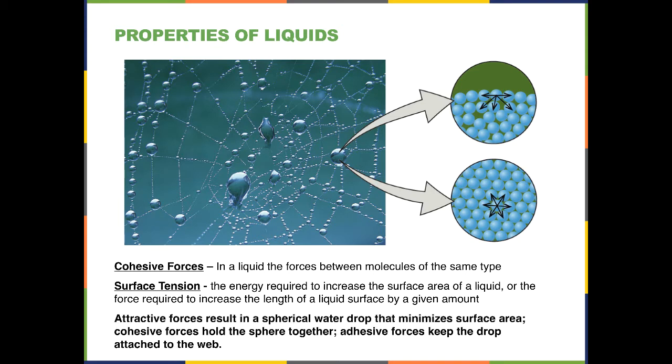So the attractive forces are what result in the spherical shape of a water droplet. The spherical shape is assumed because this minimizes the surface area. And a sphere is the most geometrically economic in terms of energy of the various shapes that a water droplet can assume. Cohesive forces hold this sphere together, and adhesive forces, that is the forces between different kinds of molecules, are what keep the droplet attached to the web.